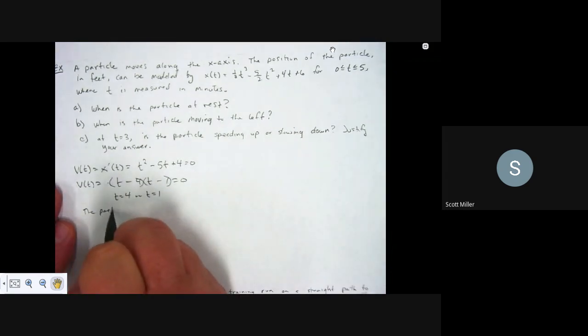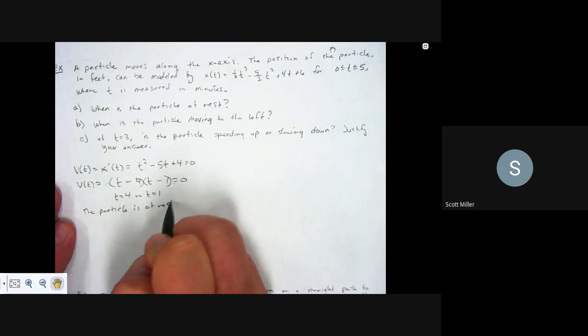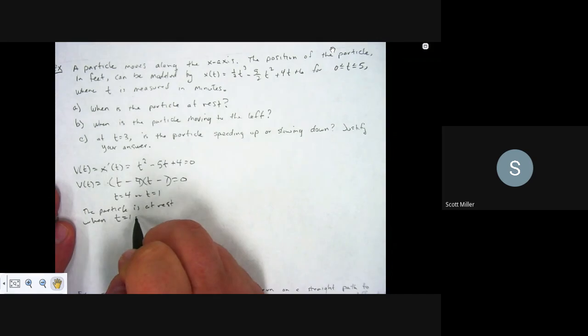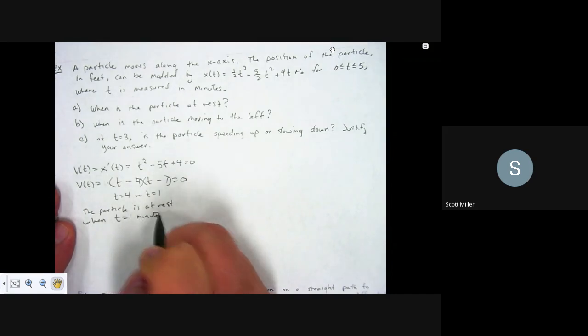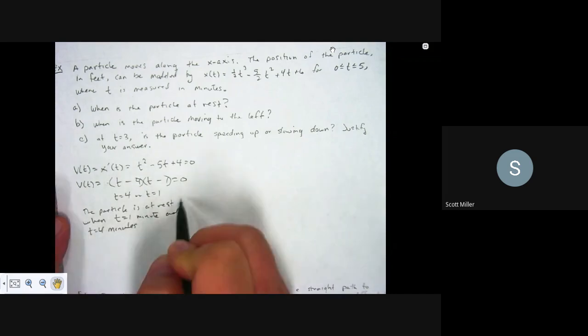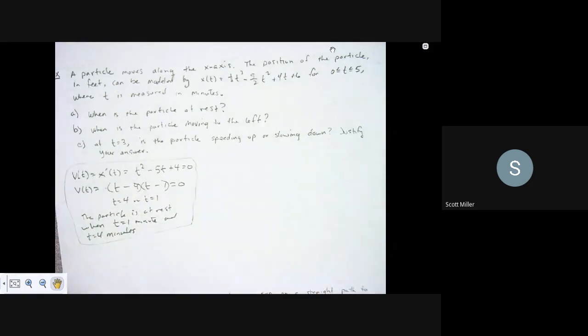The particle is at rest when t equals 1 minute and when t equals 4 minutes. And there is your solution and everything you need to show me for part A.